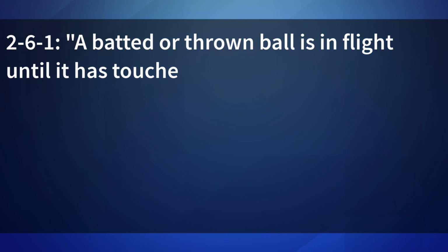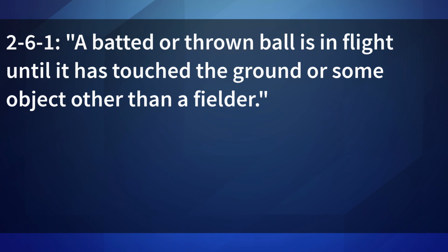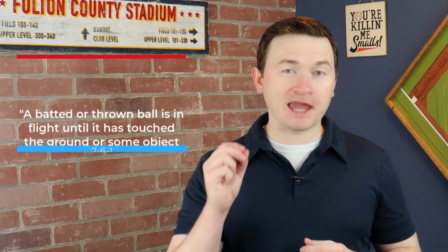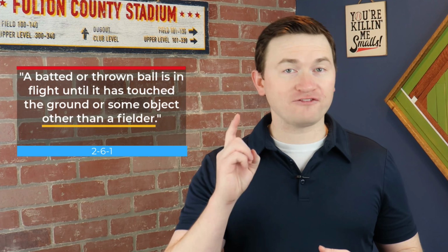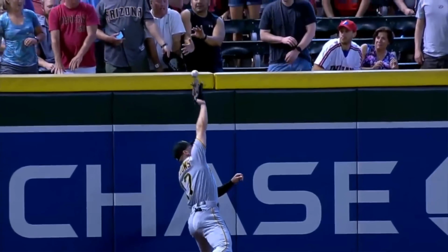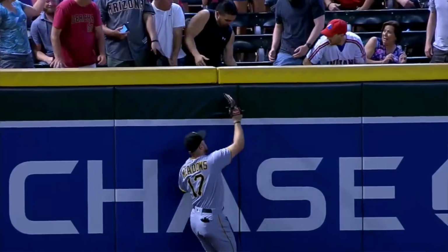A batted or thrown ball is in flight until it has touched the ground or some object other than a fielder. The key here is that the ball is in flight until it has touched the ground or any object other than a fielder. So if a ball in flight bounces off the fielder and then over the fence without touching anything else, it is a home run.